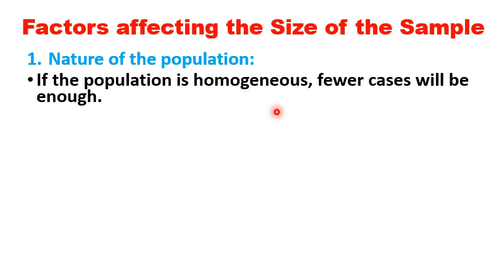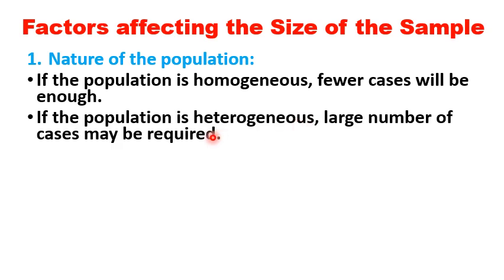What are the factors affecting the size of the sample? First one, nature of the population. If the population is homogeneous, fewer cases will be enough. That means if the population elements are of the same kind, fewer cases or small samples will be enough. If the population is heterogeneous, a large number of cases may be required.